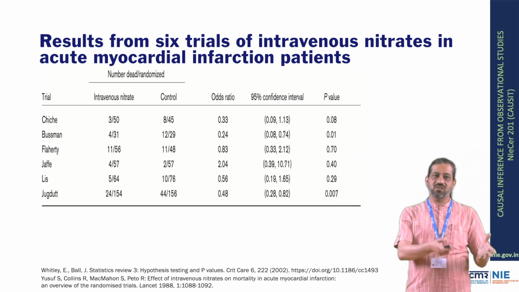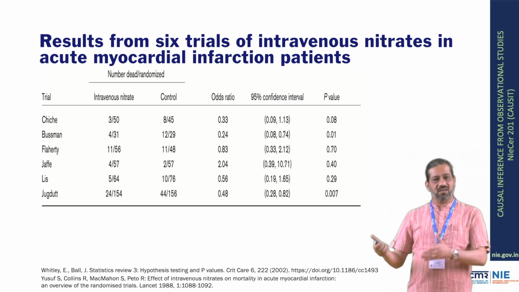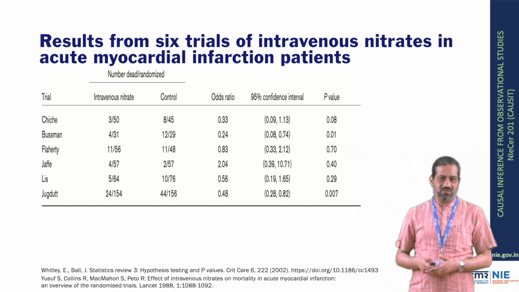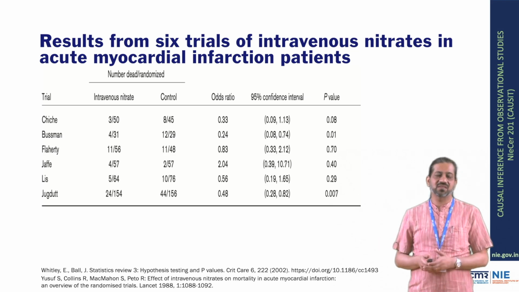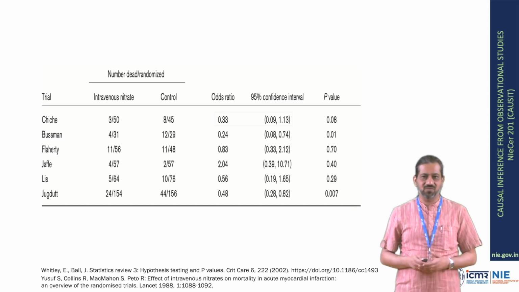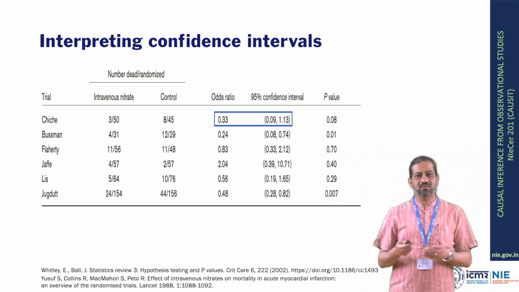Out of these, 53 individuals were dead even after administering intravenous nitrate, whereas in the control arm, 8 individuals died when nothing was administered to them. You have an odds ratio, a 95% confidence interval around this odds ratio, and a p-value as well. Now, if we look here, the odds ratio for the Quiche study, the first one, is 0.33.